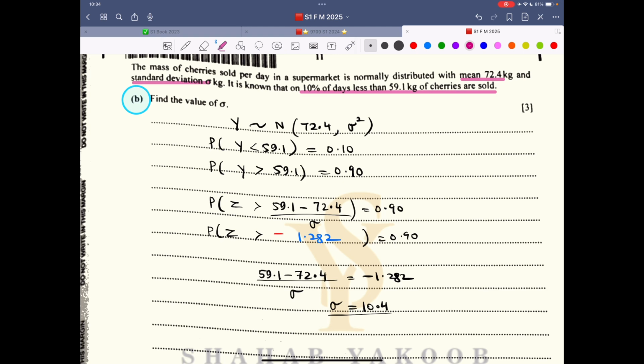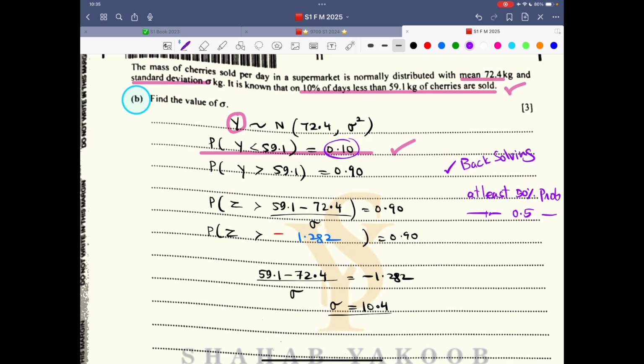So now, first of all, write down the distribution. The variable y is used. And this is the statement over here: Y less than 59.1 is 10%. Now, this is a question of back solving. When it's a question of back solving, the very first thing is that at least 50% probability, at least 0.5 probability, should be there.